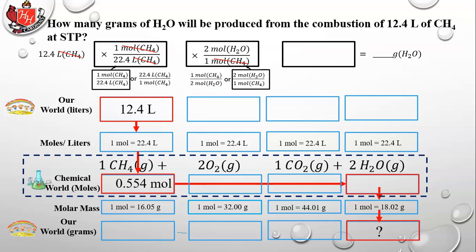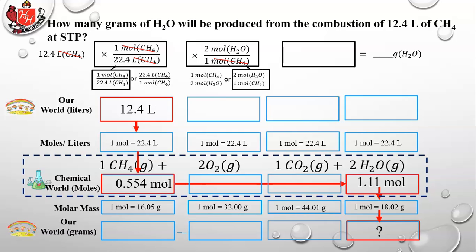Now, if we did the calculation with the 12.4 and these two conversions, we would end up with 1.1 moles of H2O there in that red box right underneath H2O in the equation. But we're not interested in that number. We're only interested in our final number where the question mark is.